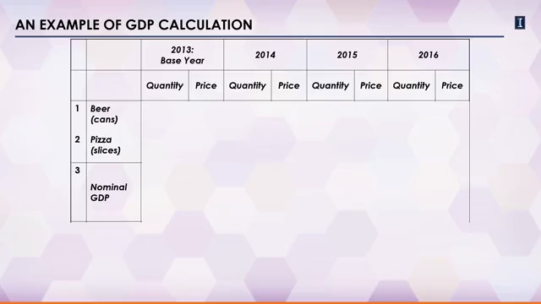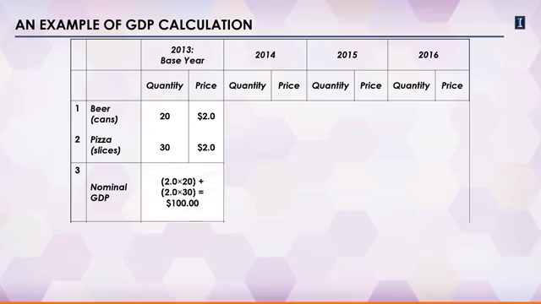Let me start by describing a very simple economy to you. In this economy, only beer and pizza is produced, and we're looking at 4 consecutive years. In 2013, we have 20 cans of beer, 30 slices of pizza, and the price of each item is $2, whether it's beer or pizza. So if you calculate GDP of this economy based on the definitions of GDP we've had before, it's going to be $100. $2 times 20 cans of beer, $2 times 30 slices of pizza, that's $100.